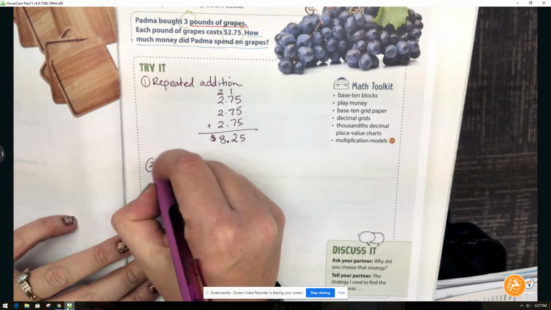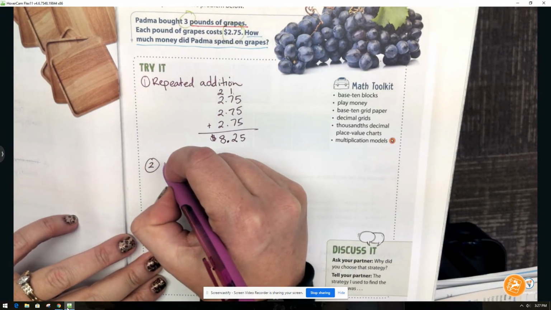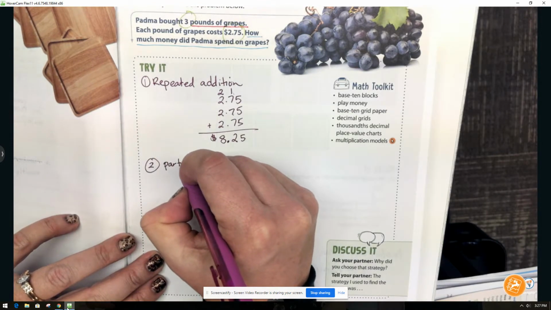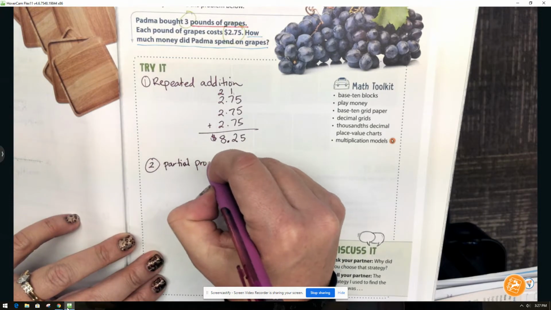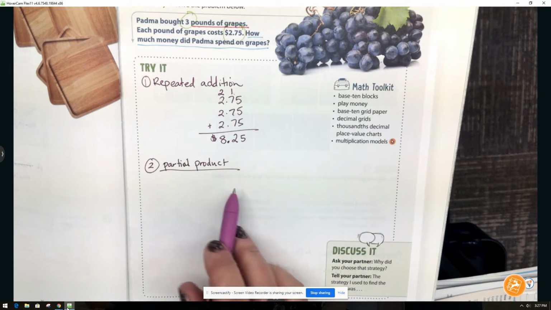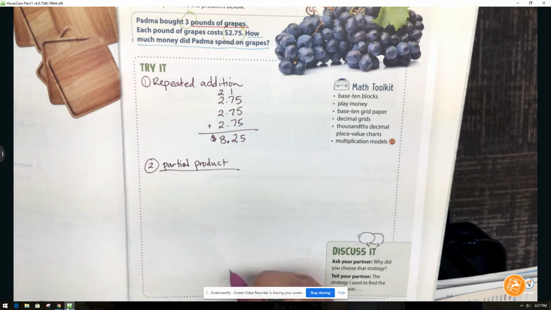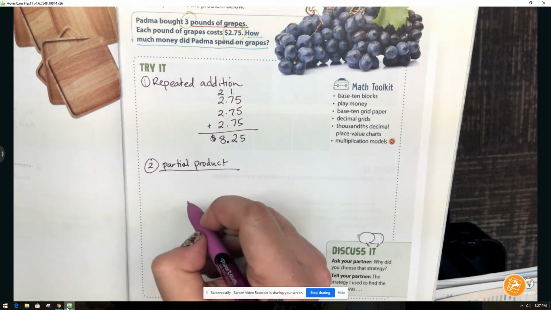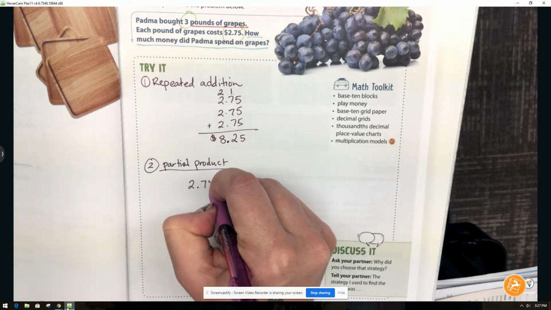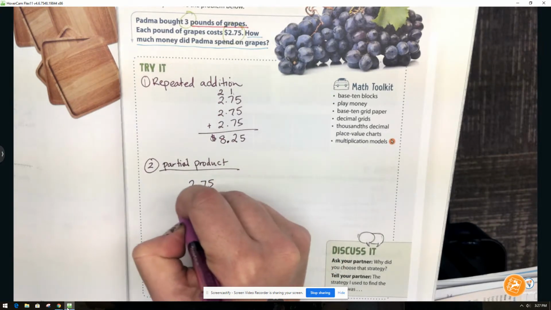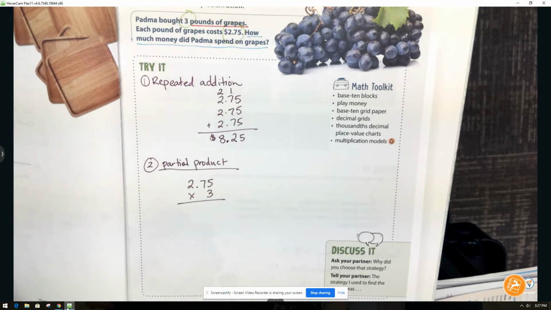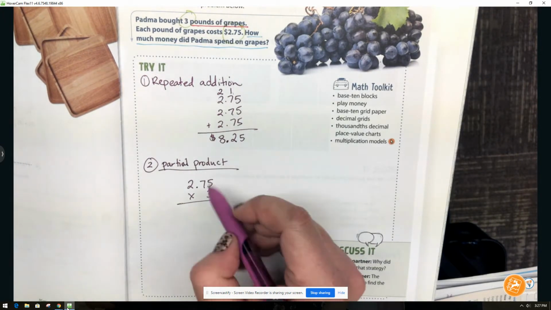Another strategy that you could do is partial products. You could also do the standard algorithm. I'm going to go ahead and show the partial products, but you could also do the standard algorithm. So if you're thinking about the problem, what we have is $2.75 times 3 pounds. So we could multiply it out and find our partial products. Now, another way to think of this, well, I'm going to keep going with this route.